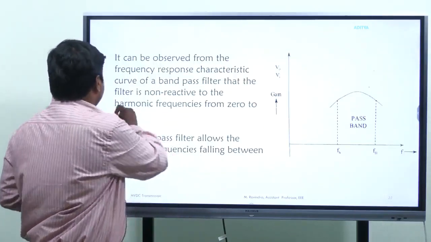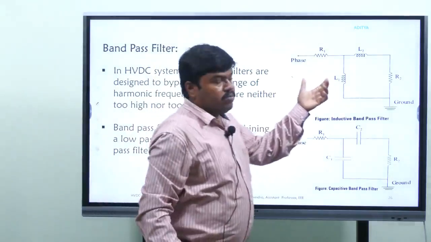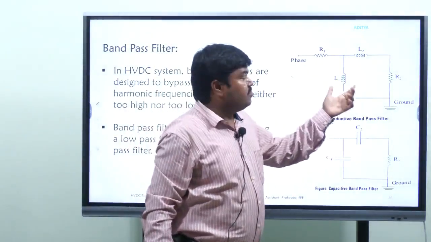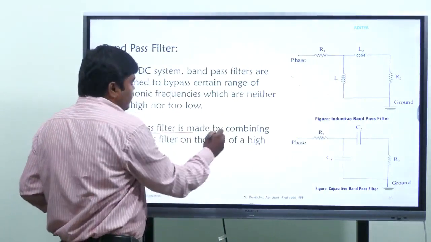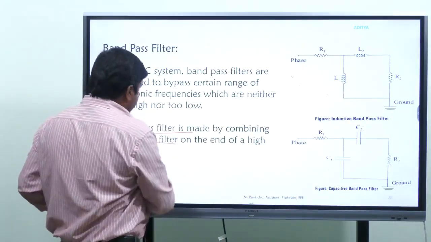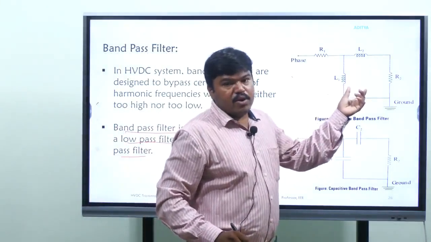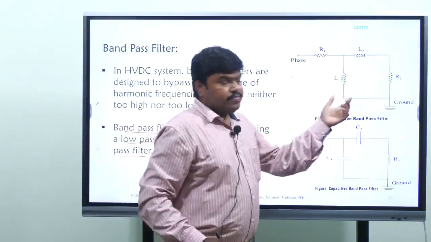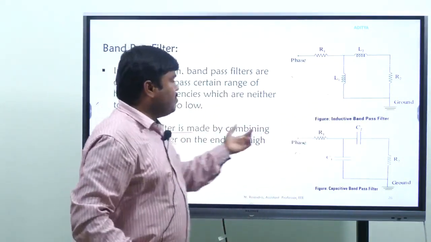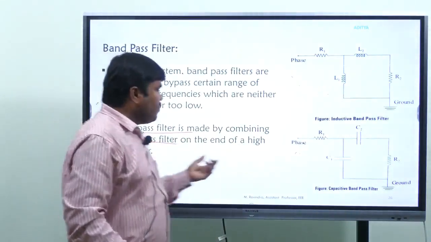And coming to the band pass filter, see the diagram here. A band pass filter is made up of combining a low pass filter and a high pass filter. We can see the high pass filter as well as the low pass filter. The band pass filter is made up of combining a low pass filter on the end of the high pass filter.